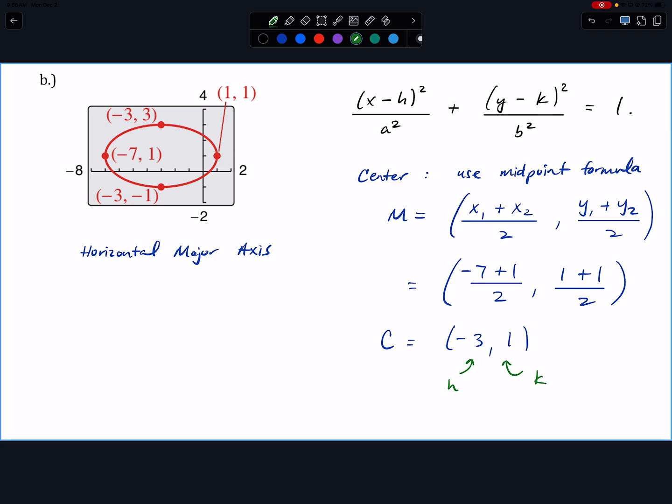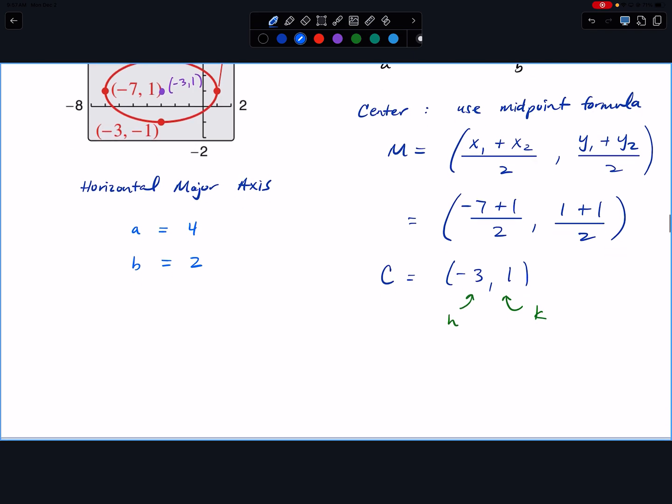Okay? To find the A and the B, remember, this is horizontal major axis. So if this is my center, negative 3 comma 1, the A value is the distance between this point and this point, or this point and this point. How many units do I go over to get from here to here or here to here? 4. So that means that A is going to be 4. And B is going to be, how far do I go up or down? 2. Okay? So we have everything we need.